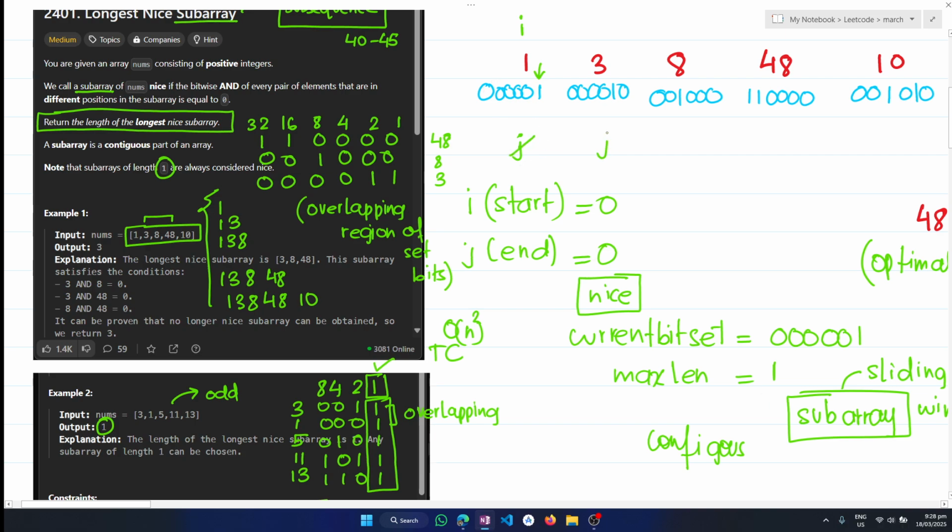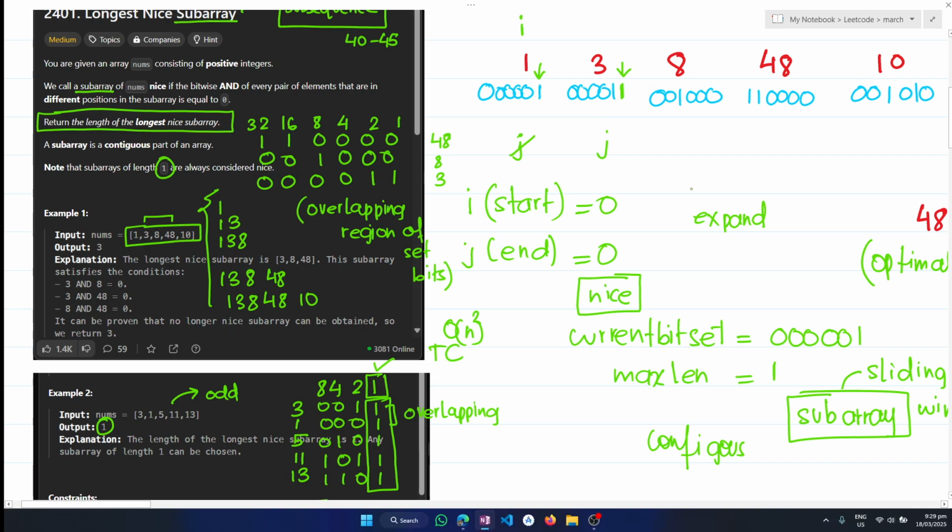Then I'm going to try to expand my window, because I need to maximize the size of the nice subarray. I'm trying to find out the longest nice subarray, so I'm going to expand it. But when I expand it, I actually made a mistake over here. This is 0, 0, 0, 1, 1. Then when I expand it, I see that these two bits are actually colliding, isn't it?